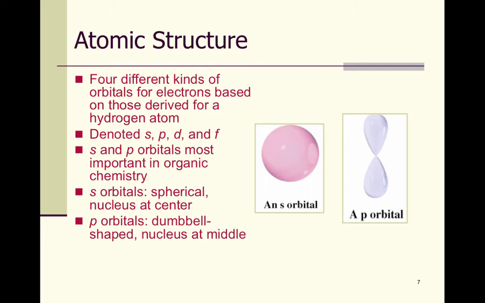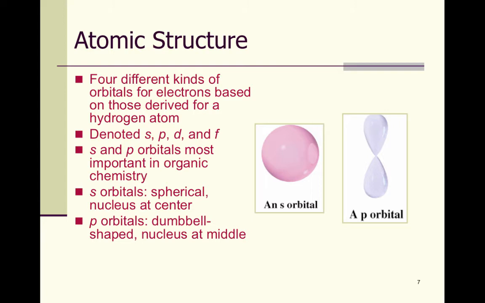The s orbitals are spherical, and there's a nucleus at the center of that. There's only one s orbital shape. Whereas in the p orbital, we have a dumbbell shape, is typically how it's written. There's a node in the middle, and when they calculate the probability of where the electron can be, they found that the node has 0 probability that the electron is there. So typically it's shown with a dumbbell or maybe 2 spheres, one on top of the other.